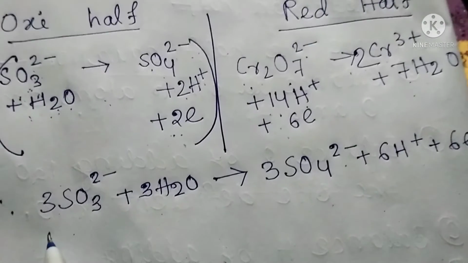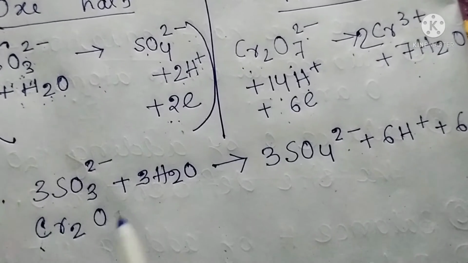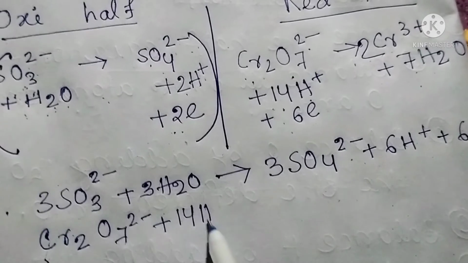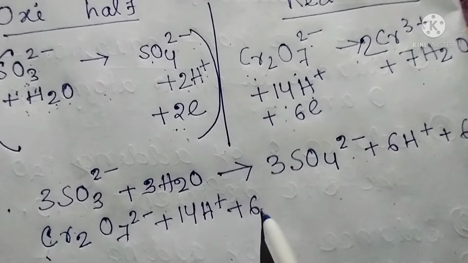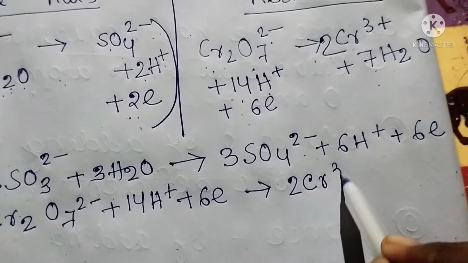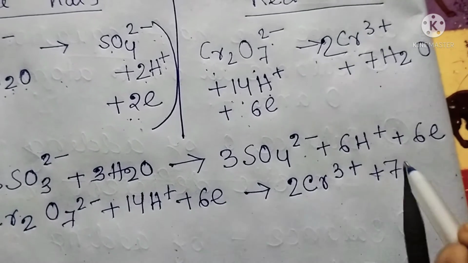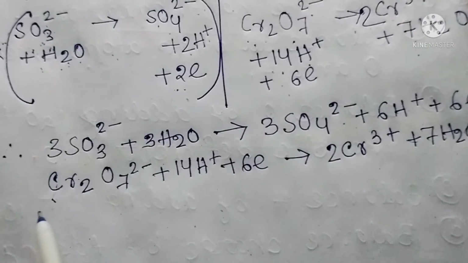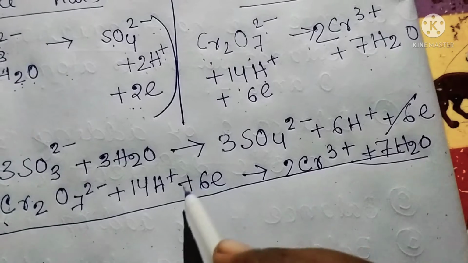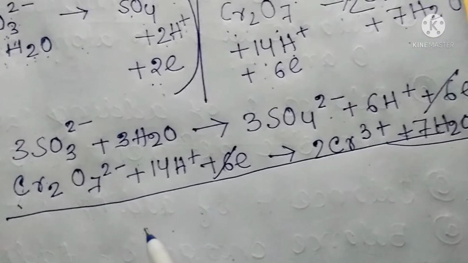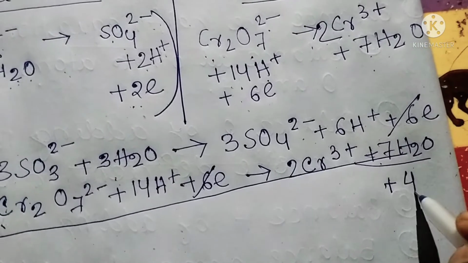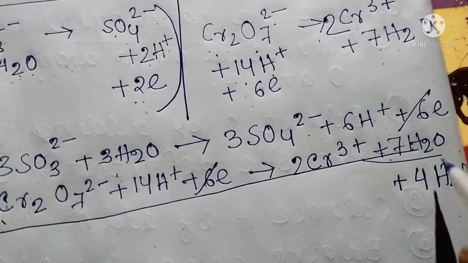And the next one will be the same. So we get Cr2O7 2- plus 14H+ plus 6 electrons turns into 2 Cr3+ plus 7 H2O. Now add these equations. So this 6 electrons and this 6 electrons get cancelled, and here 3 H2O and here 7 H2O, so 4 H2O is present and these two are cancelled.